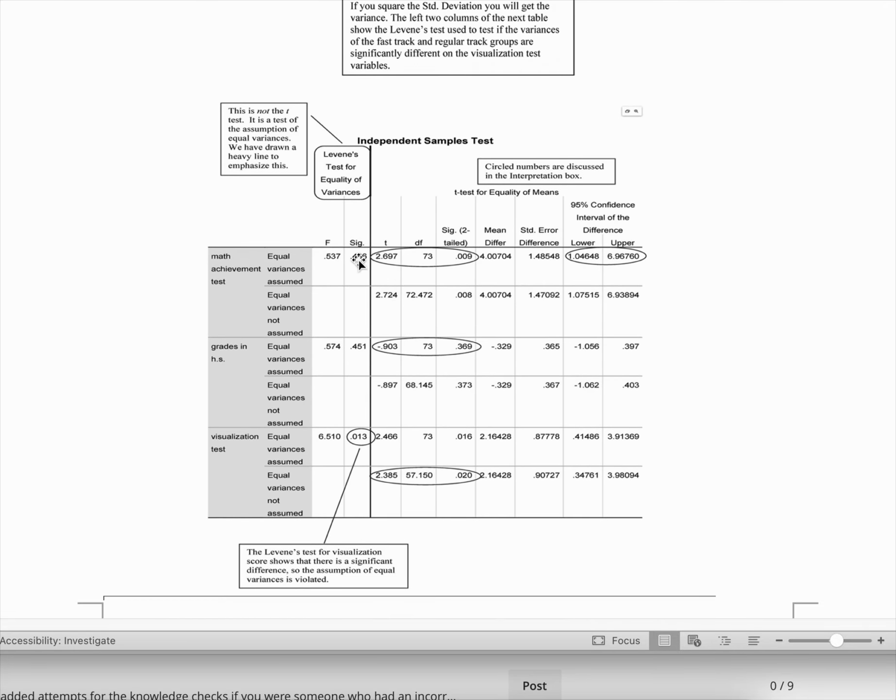And here I can see this is greater than 0.05, so my variances are equal and my assumption is validated, and I proceed. In visualization, though, I get something that's less than 0.05, which means this is violating the expectation of equal variance. Now, there's a couple things that can happen here.